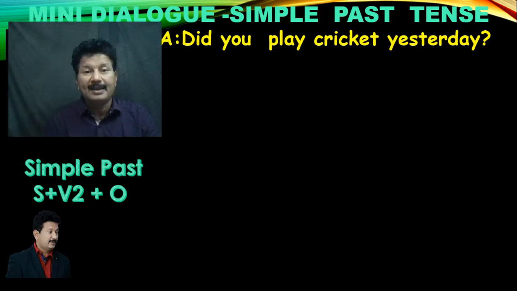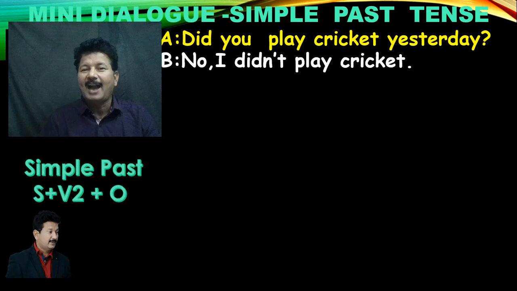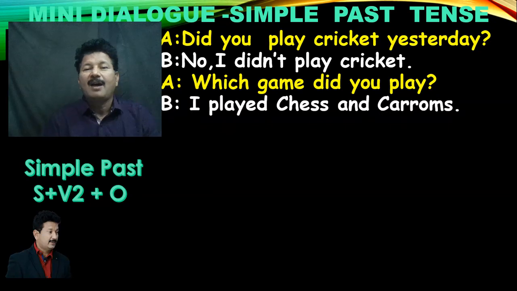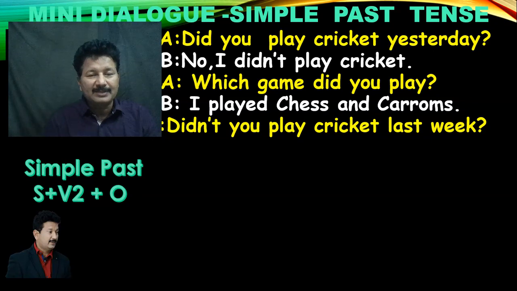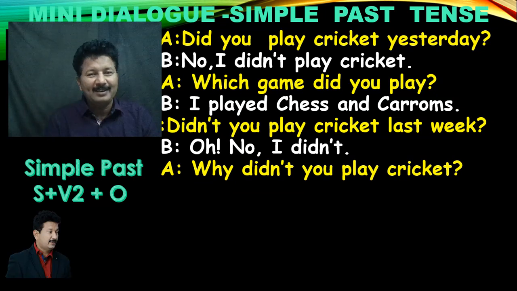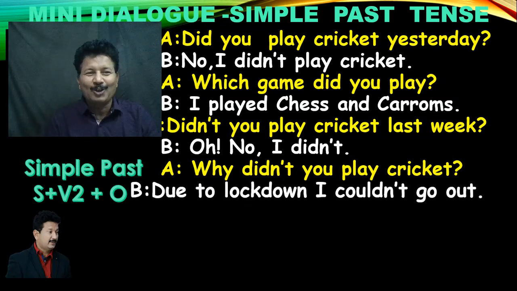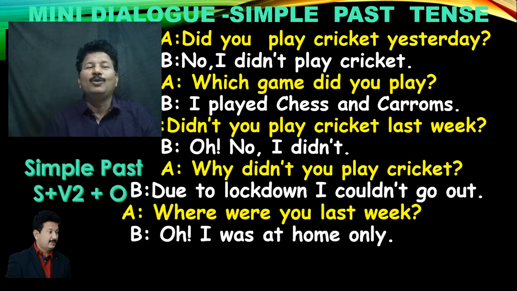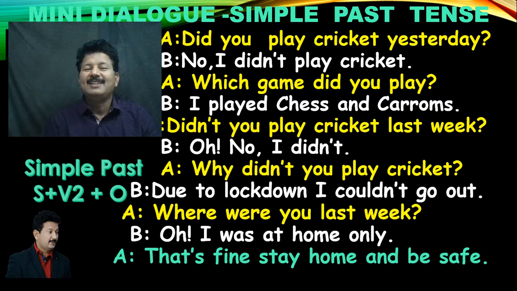Like, did you play cricket yesterday? No, I didn't play cricket yesterday. Which game did you play? I played chess and caroms. Didn't you play cricket last week? Oh no, I didn't. Why didn't you play cricket? Due to lockdown, I could not go out. Where were you last week? Oh, I was at home only. That's fine. Stay home and be safe. This is how we can practice a mini dialogue based on simple past tense.